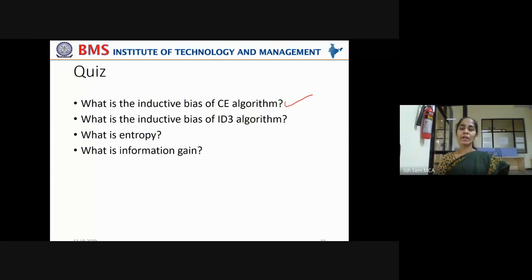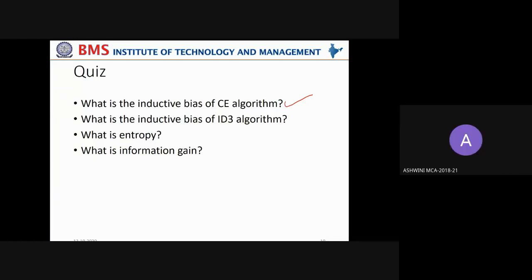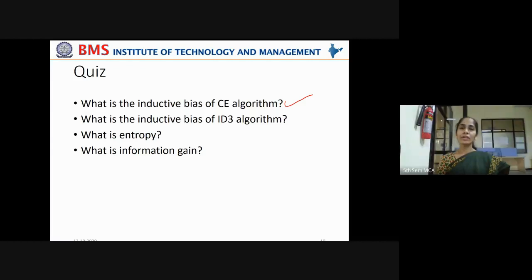So what is the inductive bias of ID3 algorithm? This you can answer easily. Just now we have completed, right? What are the assumptions in ID3 algorithm? Two assumptions we have made, right? One is a general assumption and one is a specific assumption. What is the general assumption? Smaller trees are preferred or larger trees? Shorter trees are preferred. Very good. Smaller, simple trees are preferred.